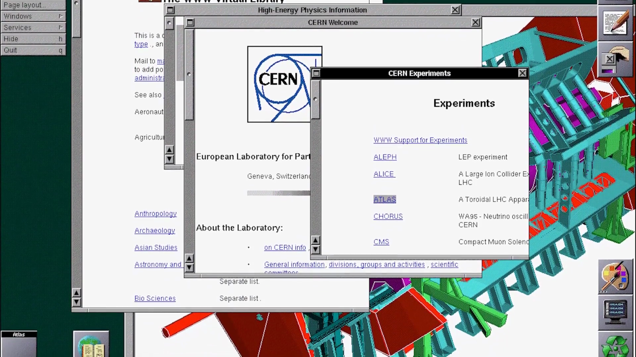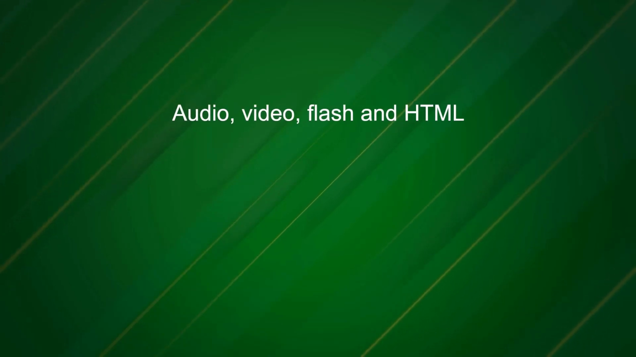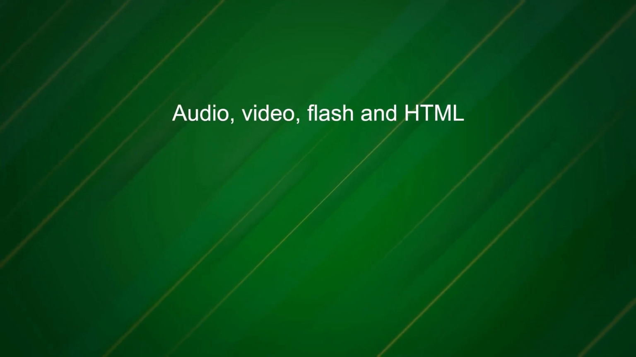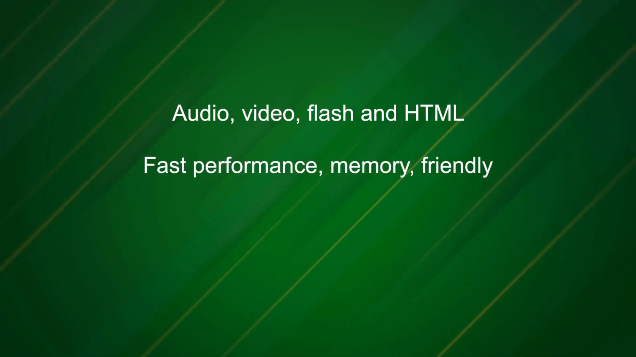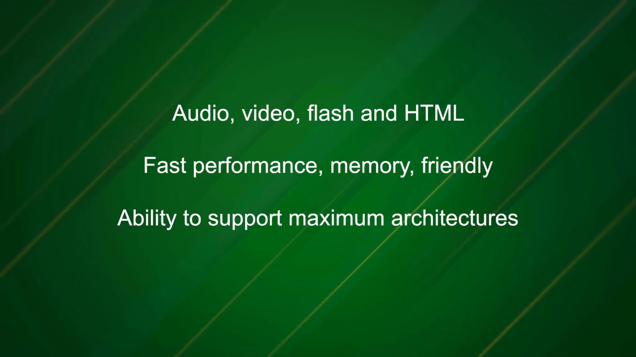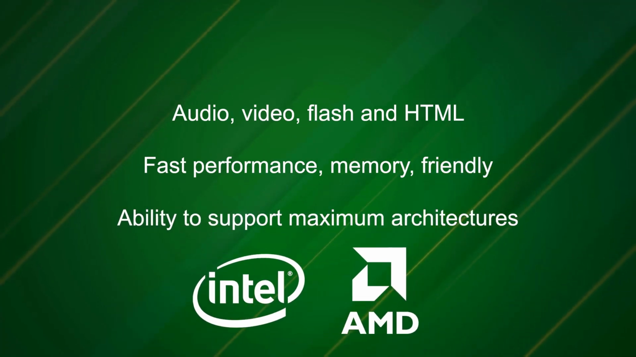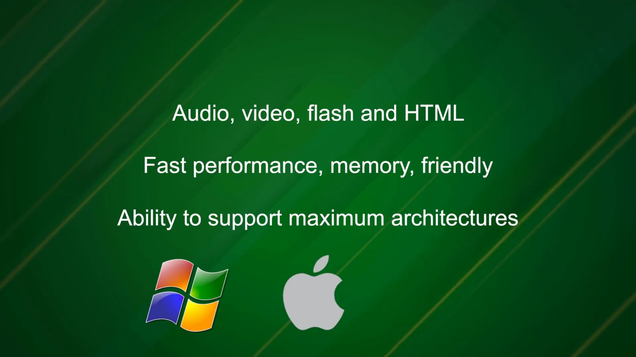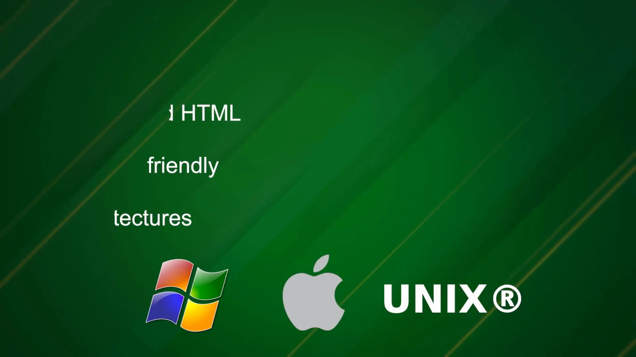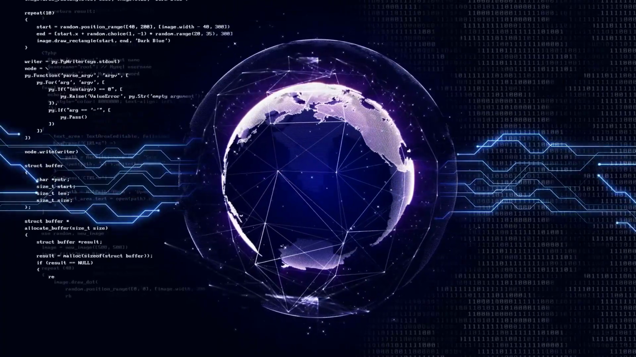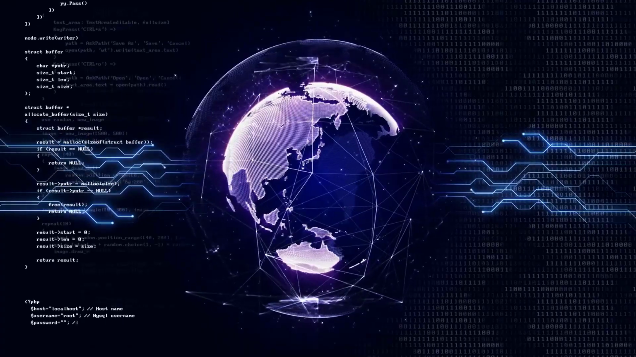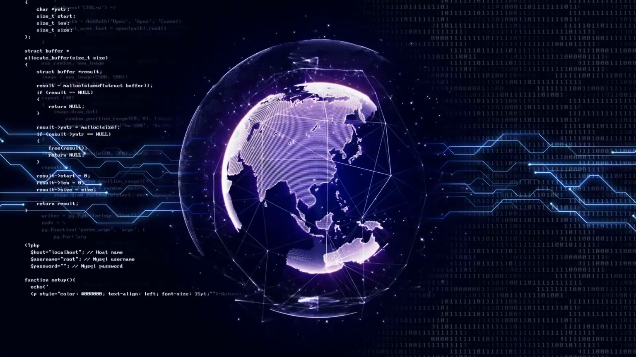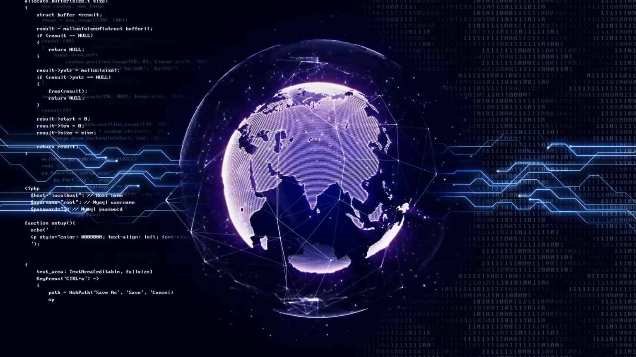browser. The features which distinguish a normal browser from a good browser are the ability to support all types of data including audio, video, flash and HTML, fast performance, being memory friendly to adjust to old and new systems completely, and the ability to support maximum architectures like Intel, AMD and operating systems like Windows, Mac and Unix-like systems. Hence, in this video, we will discuss popular web browsers of 2021 that are evaluated on the basis of privacy, speed, compatibility, updates, and support.